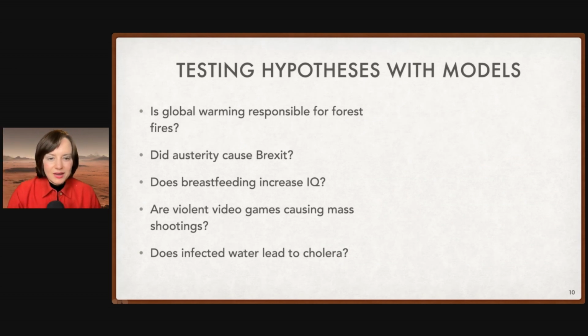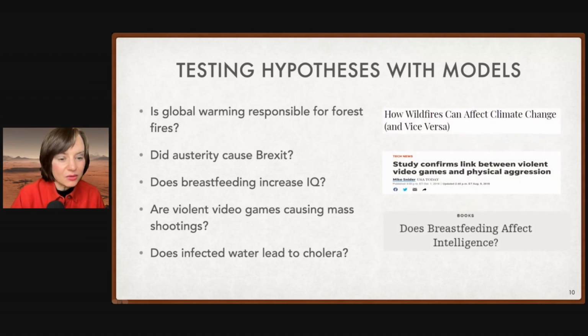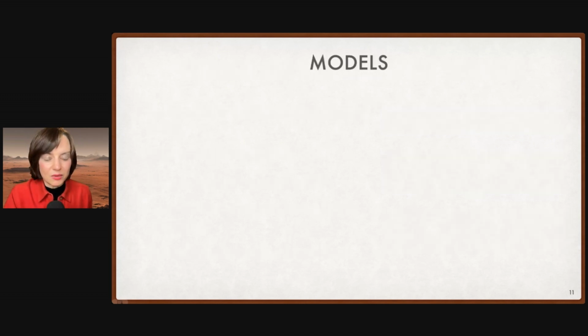All right. When we do statistics and when we work with data, we're often going to be testing hypotheses, and we're going to be doing so with models. So, lightning round vocabulary coming in again. We might want to know things with our data, such as, is global warming responsible for forest fires? Did austerity cause Brexit? Does breastfeeding increase IQ? Are violent video games causing mass shootings? Does infected water lead to cholera? All things that we either are studying, have studied, might want to study, and so on.